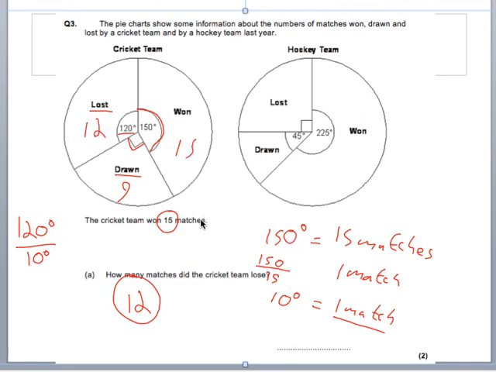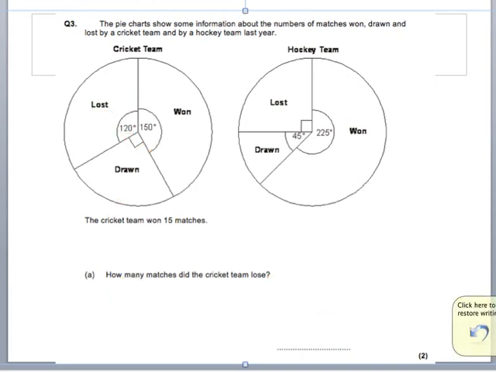And that's it. As long as you realise that the angle is a clear representation of how many particular items the question is about. So again, just to recap from that question, 150 degrees, 15 matches. I find out what one match is equal to by dividing the degrees by how many matches it represents, and then I divide my unknown angle by that amount.